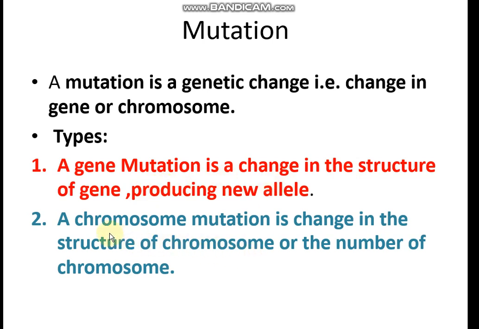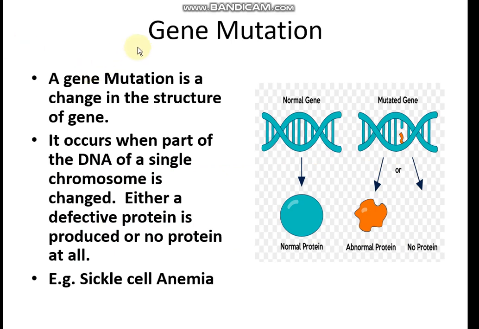The second type of mutation is a chromosome mutation, which is a change in the structure of the chromosome or in the number of chromosomes, and we will be seeing this in the next slide in the example. Now what is a gene mutation? A gene mutation is a change in the structure of the gene. It occurs when part of the DNA of a single chromosome is changed. Either a defective protein is produced or no protein at all.